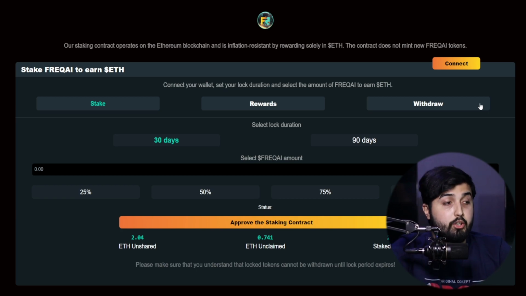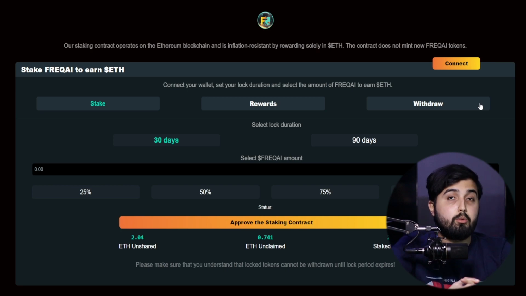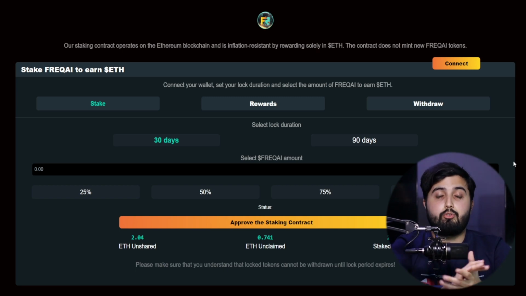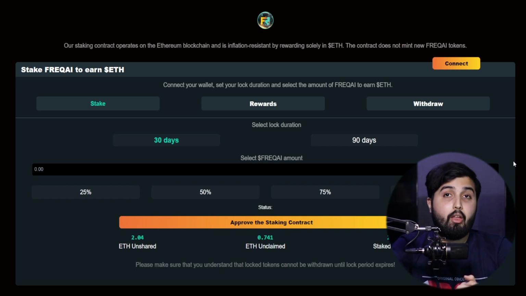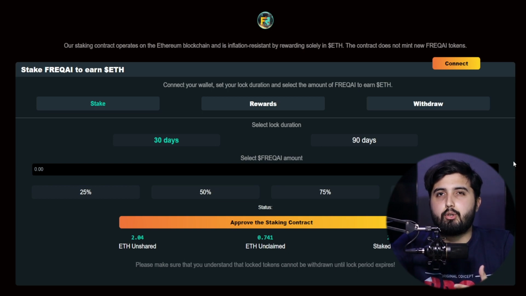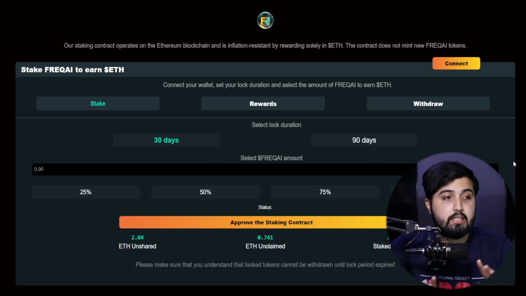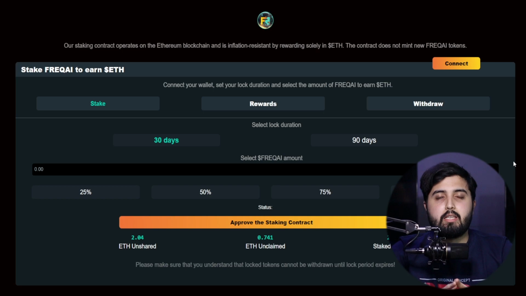Then you're going to simply connect your MetaMask wallet here and select the amount of tokens that you want to lock, and you're going to select a lock duration, whether 30 days or 90 days, and then you're going to approve the staking contract, and that's it. This is all you need to do. Now you're just going to sit and get Ethereum. Although do keep in mind that you cannot withdraw your locked tokens until the period ends, which can be 30 to 90 days depending on which one you choose when approving the contract.